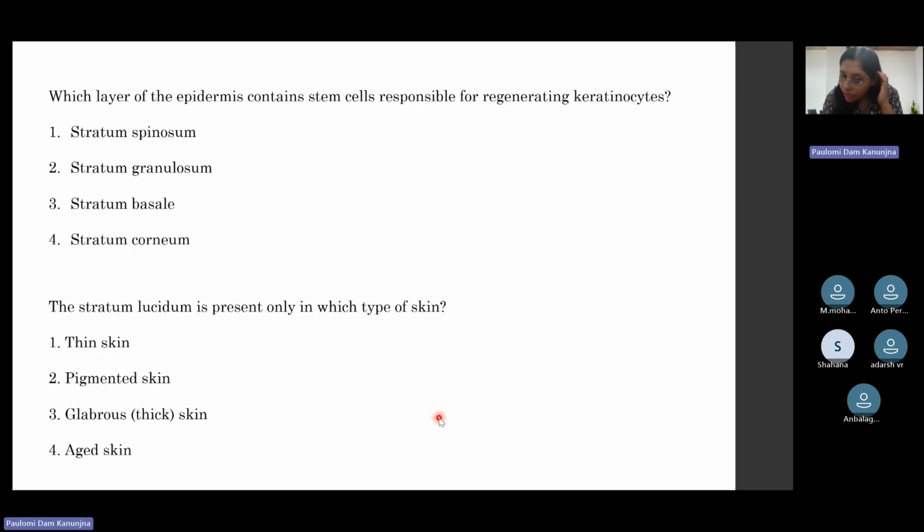So the second question should be easy. The first question is that you need to remember. Where do you see those regenerating keratinocytes? Remember, we discussed that there are regenerating keratinocytes in the epidermis. So in which layer exactly are they present? And the second question is drawn from the discussion that we just had.